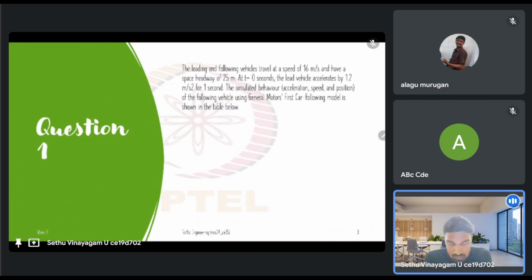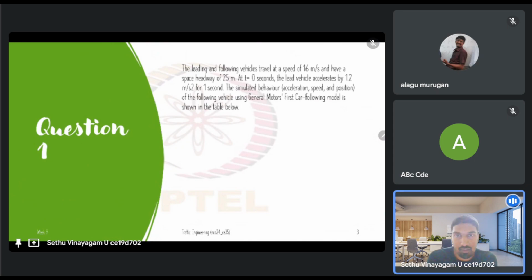The first problem is: the leading and the following vehicles travel at a speed of 16 meters per second and have a space headway of 25 meters. At time t equal to 0 seconds, the lead vehicle accelerates by 1.2 meters per second squared for 1 second.